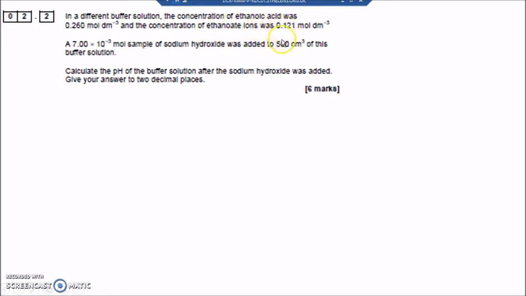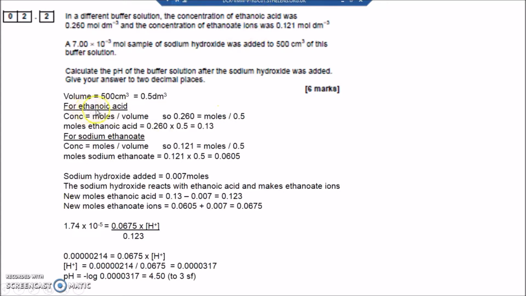So if I've been given concentrations and volumes, then I can work out the number of moles of ethanoic acid and ethanoate ions. So for ethanoic acid, concentration is moles divided by volume, so 0.25 is the number of moles divided by 0.5. I've turned 500 centimetre cubed into decimetre cubed by dividing by 1000, 0.5, and so I've worked out the number of moles of ethanoic acid is 0.13.